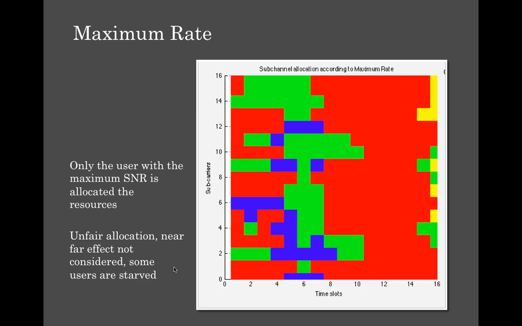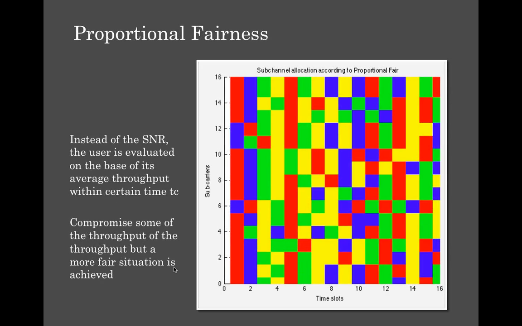You can see in this graph that the red user is dominating the whole process, and the blue, green, and yellow are not. In this case, yellow gets very little, only very limited resources. So they may experience starvation. This will not lead to a very good user experience.